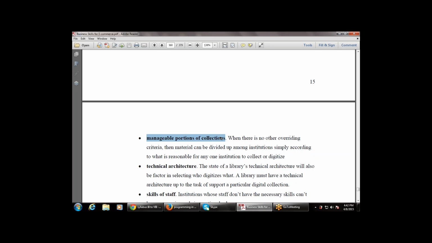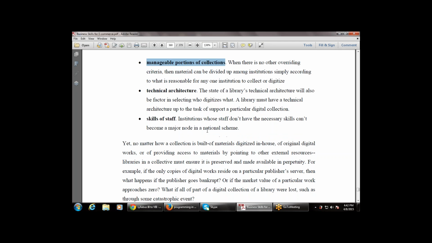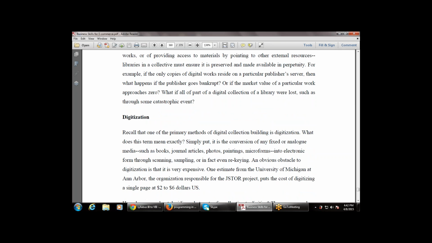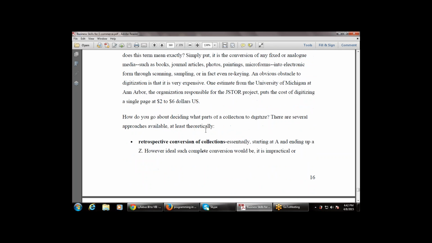Then next is technical architecture. That is, technically it is also strong. That is a technical architecture that supports a particular digital collection. Then skills of staff. The staff is also required to handle each and every piece of information for uploading, for digitization, for anything.